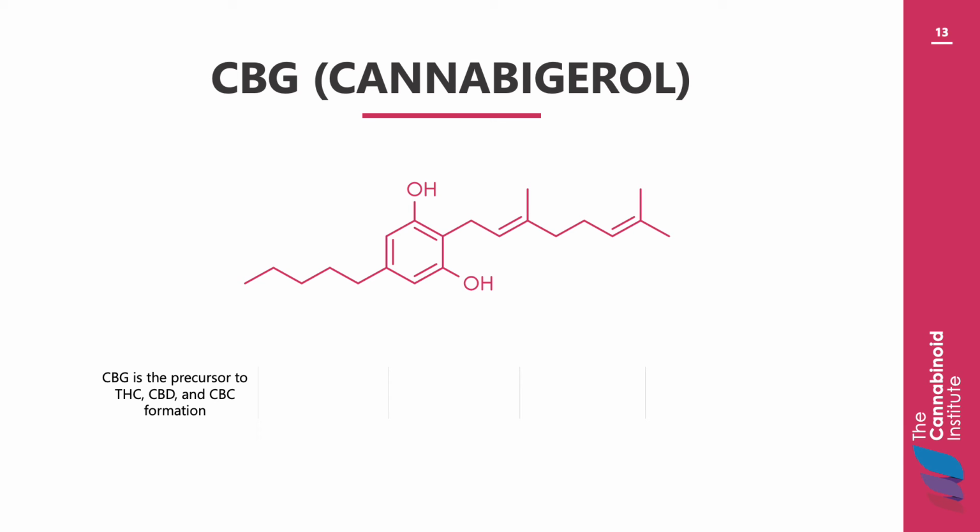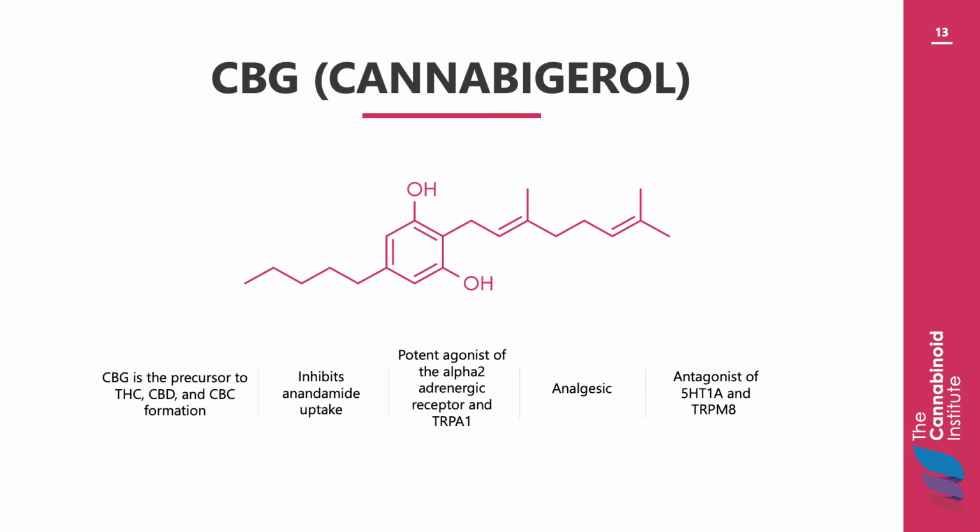As mentioned, CBG, or cannabigerol, is the precursor to THC, CBD, and CBC formation, among others, within the cannabis plant. Although CBGA is not present in large concentrations in cannabis, there has been significant interest in the potency and activity of CBG as an individual cannabinoid. CBG inhibits anandamide uptake and acts as a potent agonist of the alpha-2 adrenergic receptor and TRPA1 receptors, which are correlated with its role as a potential analgesic. CBG is also an antagonist at serotonin 1A and TRPM8 receptors, which point to a potential role for CBG in the treatment of prostate cancers.